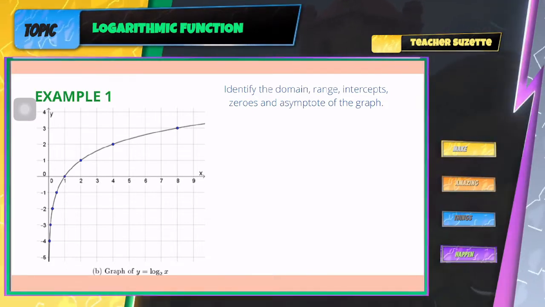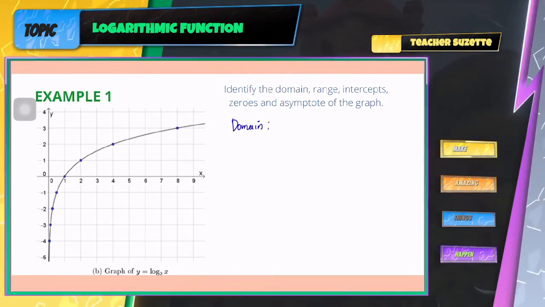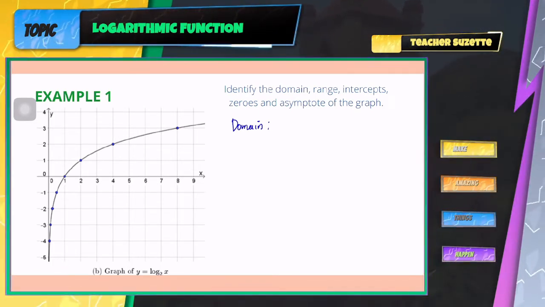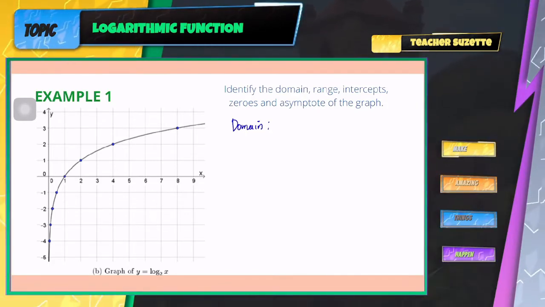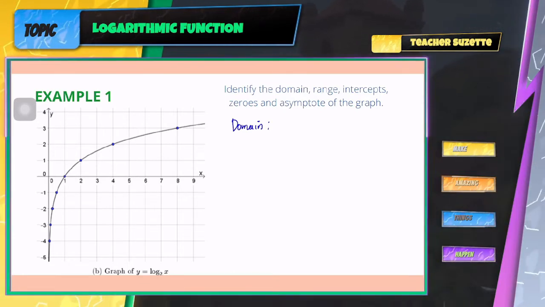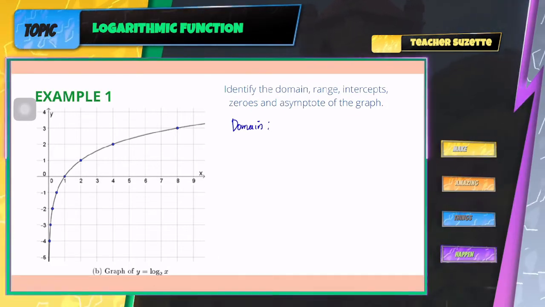So first, let's identify the domain. Again, the domain is the set of possible values of x that we could substitute to our function to make it defined. For this example, just by looking at our graph, you can see that it is on the right side of our x-axis. And it implies that most likely our domain is the set of all real numbers. Right? However, it has a boundary.